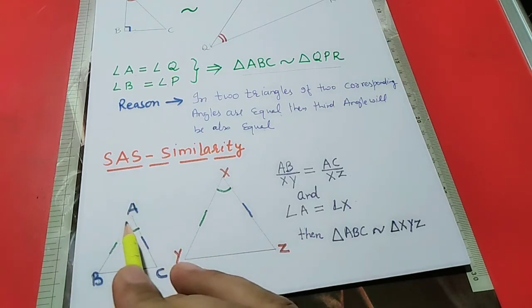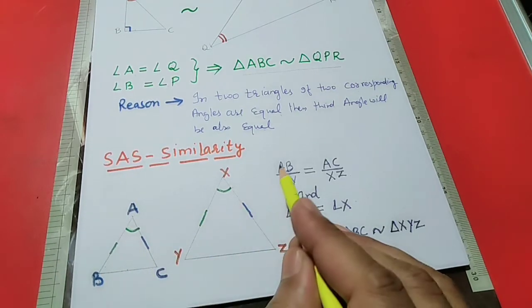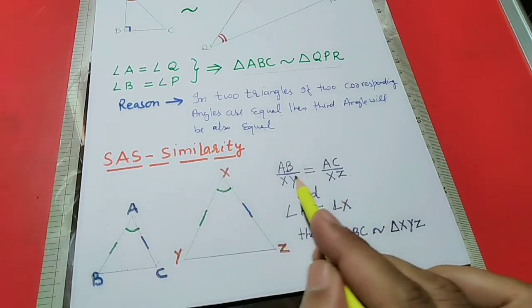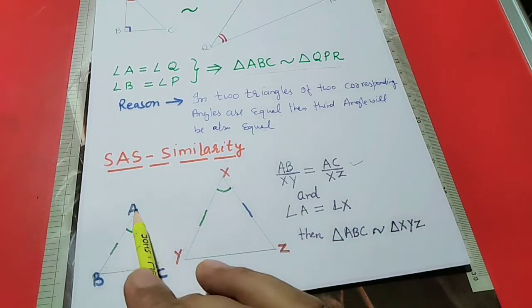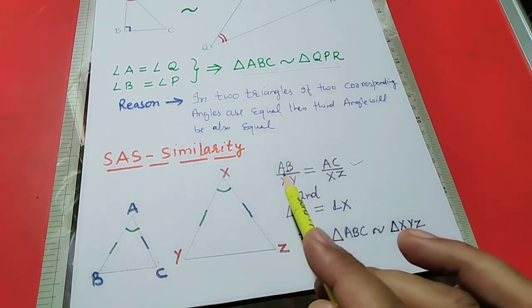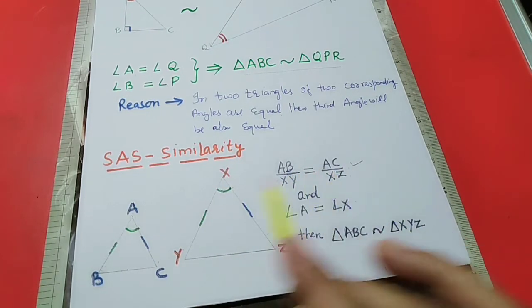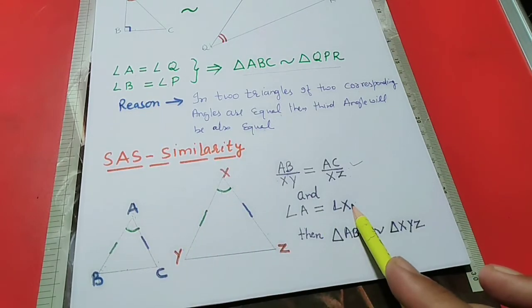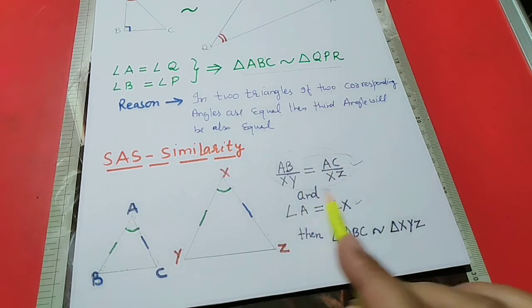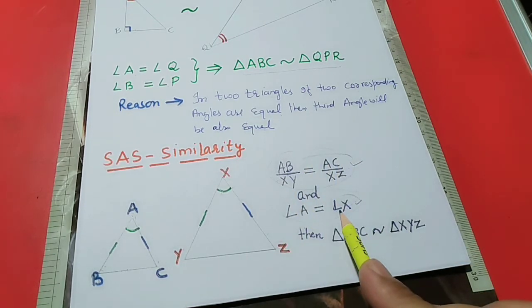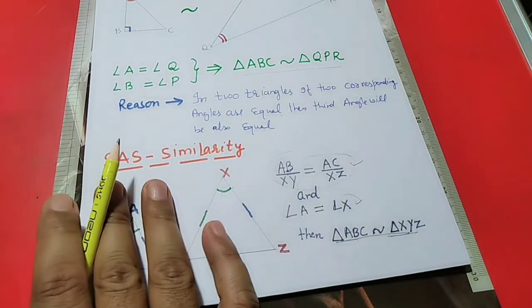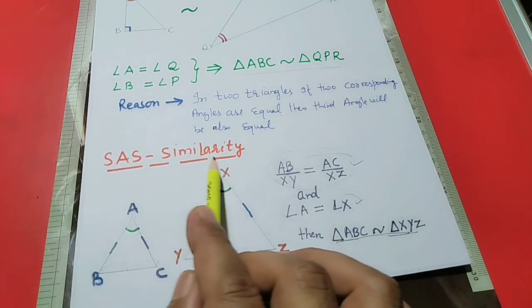It means any two sides, that is AB and XY, their ratio is equal to AC and XZ. So two sides are proportional. AB is proportional to XY and AC is proportional to XZ. So two sides are proportional and their included angle, that is A equal to X. So one angle is equal. Okay, so if two sides are proportional and their included angle is equal, then these two triangles will be similar. So this is another criterion of similarity. This is called side-angle-side similarity.